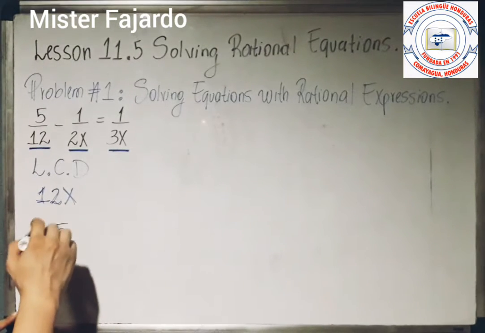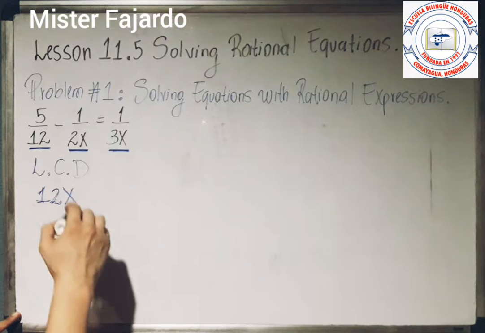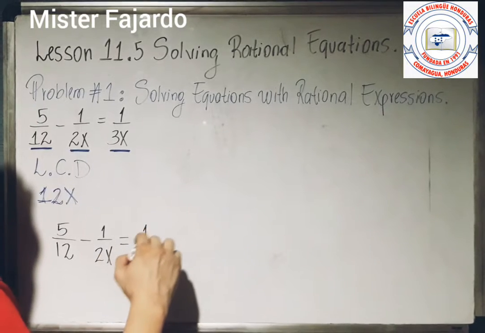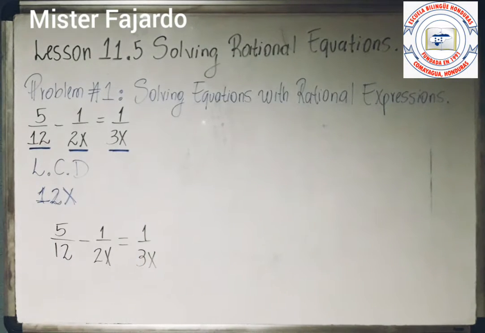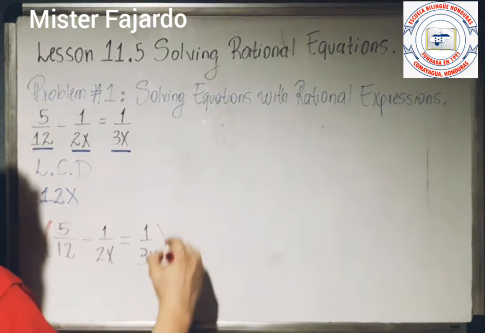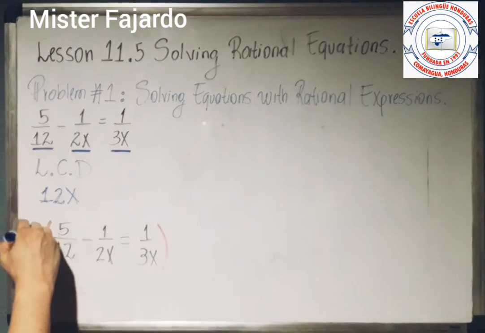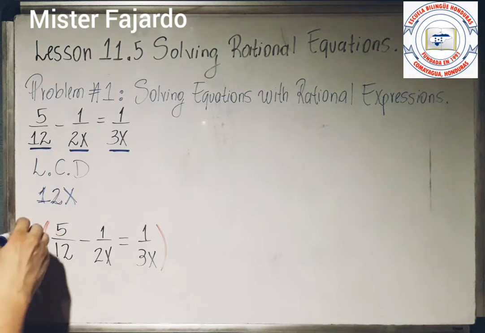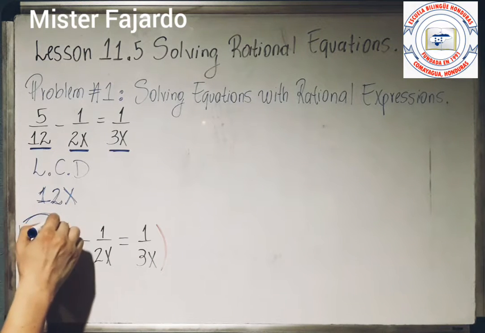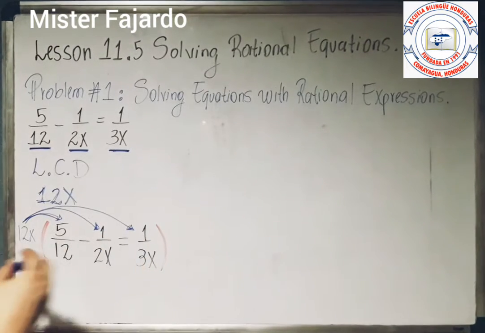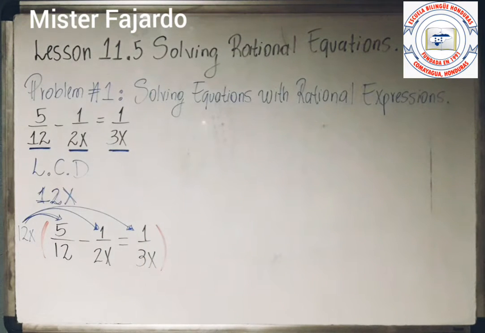I'm going to copy that, saying that you already have it at the beginning. 5 divided by 12, 1 divided by 2x equal to 1/3 x, okay? In this case, you need to multiply all the terms, pay attention, all the terms by the common denominator. That is going to be, in this case, 12x, okay? Means that 12x is going to multiply this term first, then this term, and then this term also, okay?